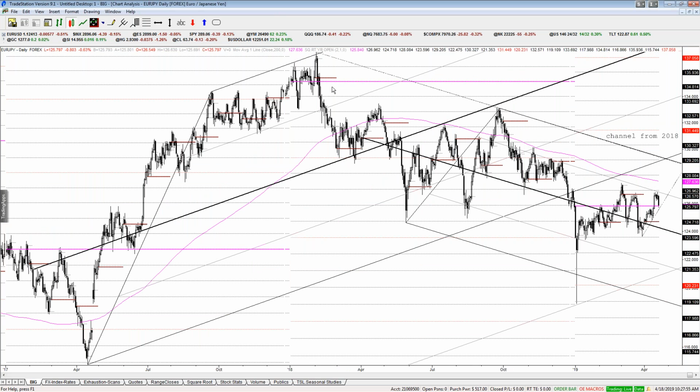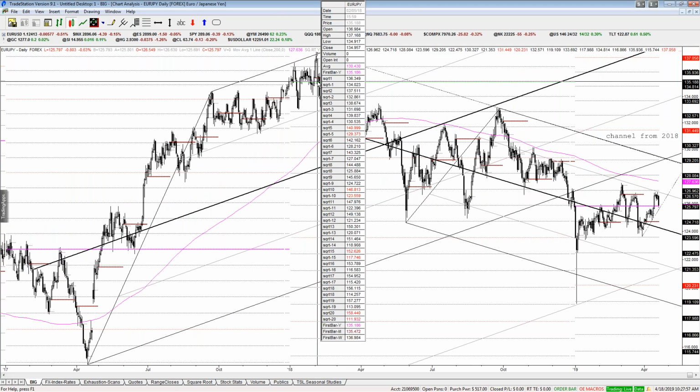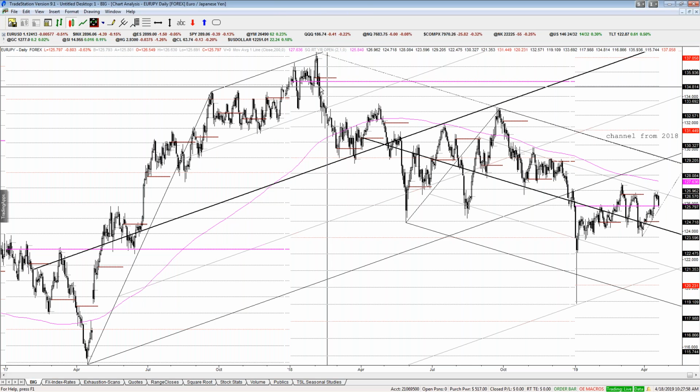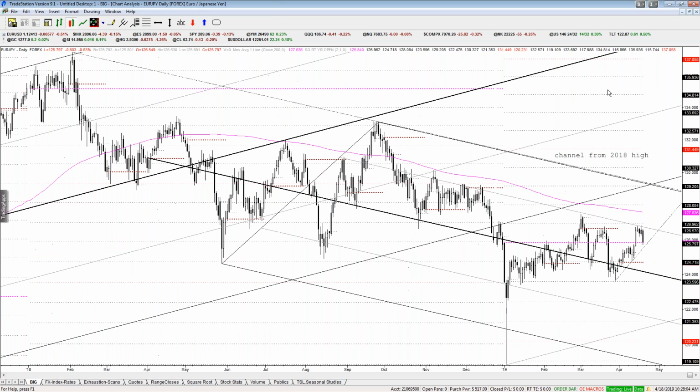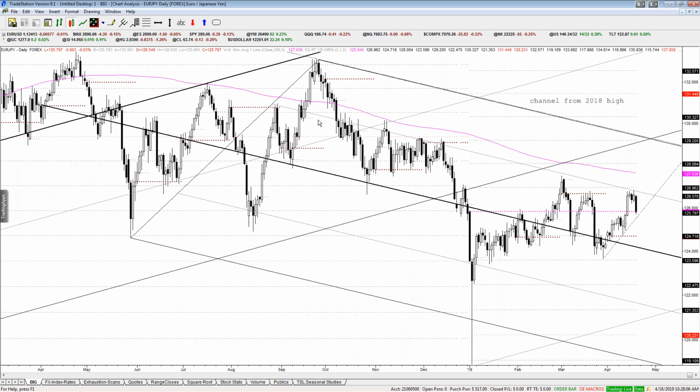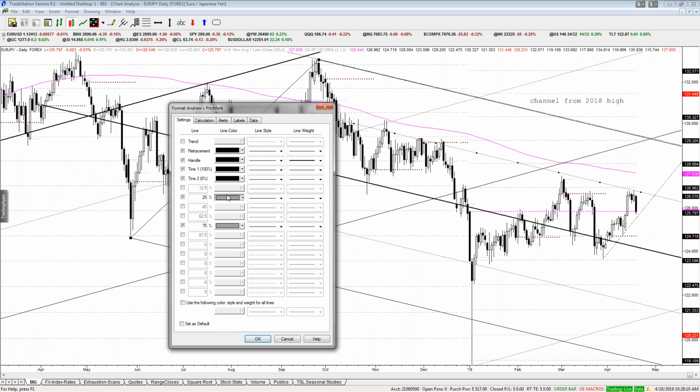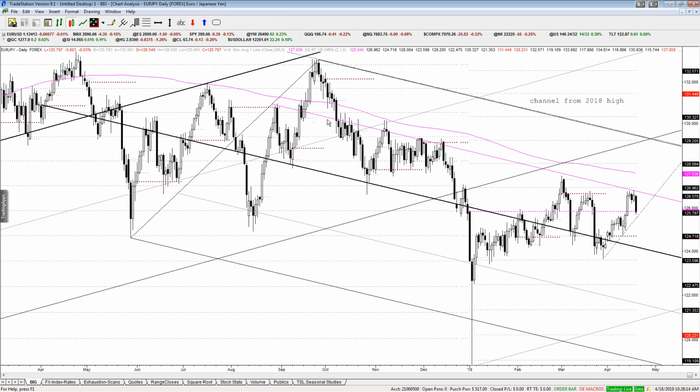Okay, channel from the 2018 high back in February. And look where we just rolled over from, the 25 line of that channel, okay? Look at all that resistance. It's a pretty good one, huh?